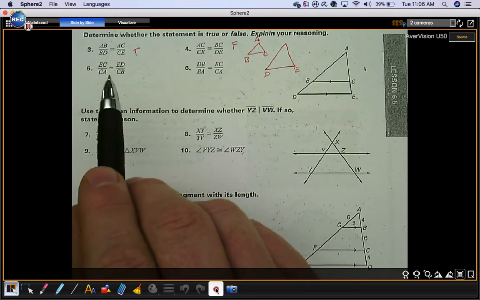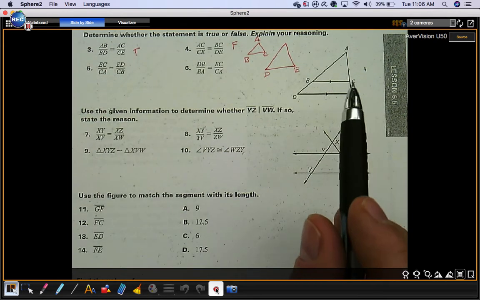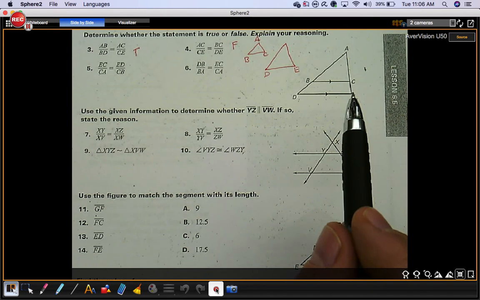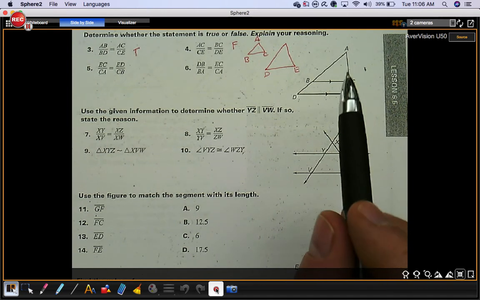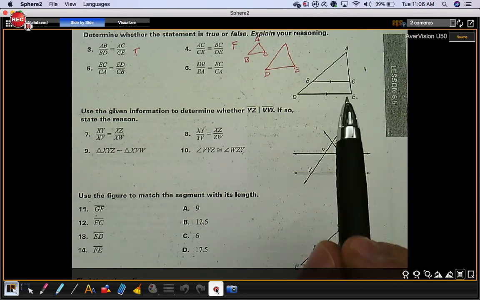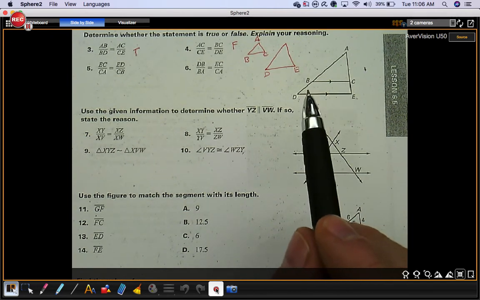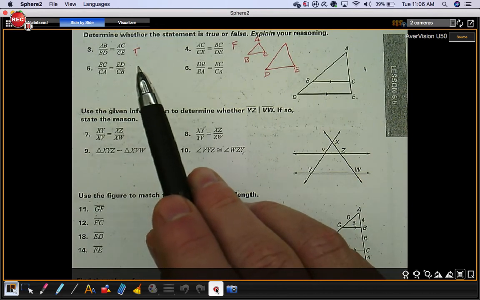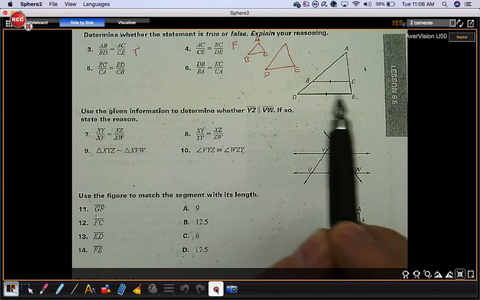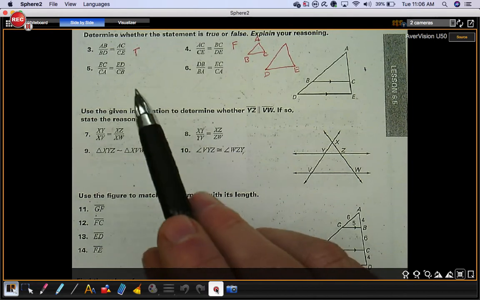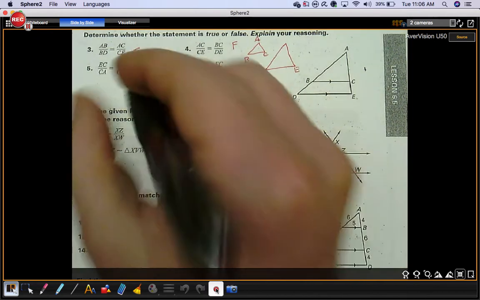Same thing happens in number 5. E to C is part of an entire side. Compare that with segment CA. That's fine. You can do that. But you better compare this segment EC with segment BD, and you don't do that. Compare it with segment ED. That's an entire side. So that doesn't work either. This is also false.